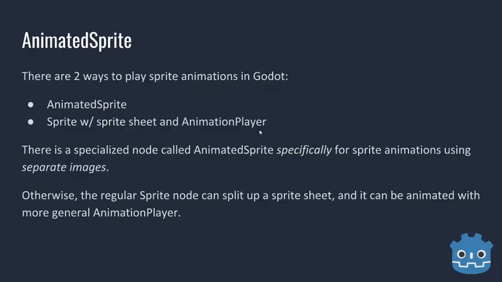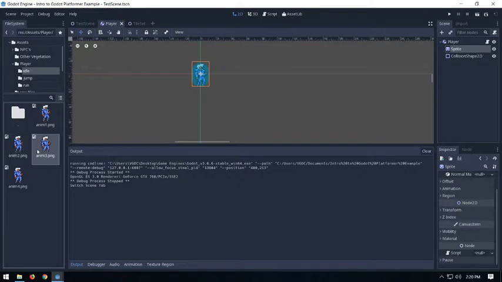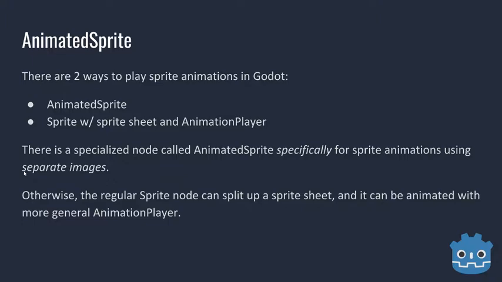So there's actually two ways, which is kind of confusing, to animate sprites in Godot. There's an actual node called animated sprite, and then there's having a regular sprite with a sprite sheet, and using an animation player to play the animation. The animated sprite is specifically for sprite animations using separate images, which is what we have in this case. So we have all of these PNG files that represent the frames of our animation, and we want to string all of those together to make an animation.